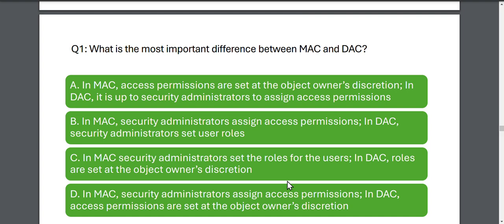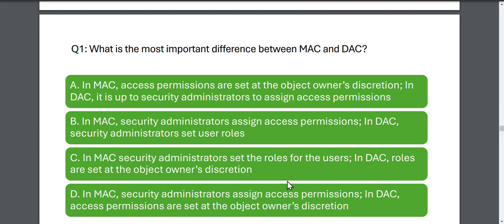You remember what a MAC is? MAC is mandatory access control, while DAC is discretionary access control. I explained both of them yesterday, and I used the example of a file. So is it option A, that in MAC, access permissions are set at the object owner's discretion, while in DAC, it is up to the security administrator to set access permissions? Or is it B, in MAC, security administrators assign access permissions, while in DAC, security administrators set user roles?